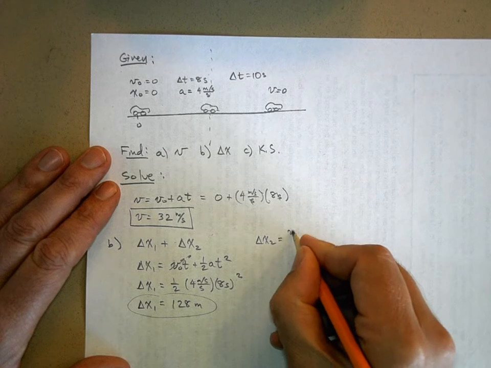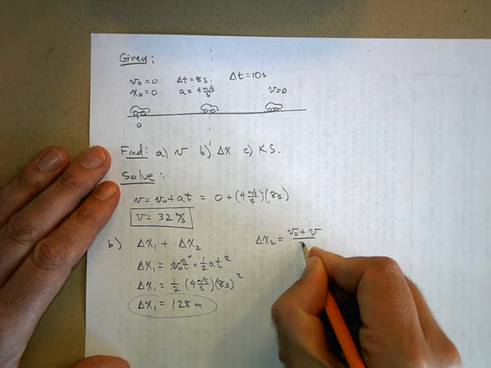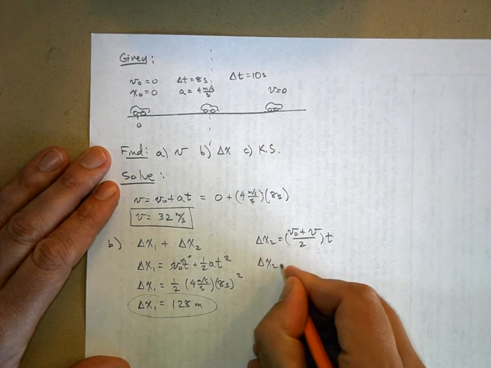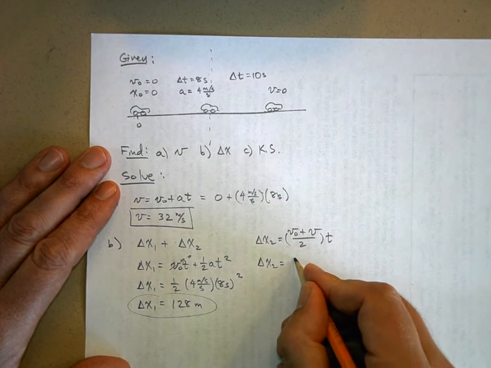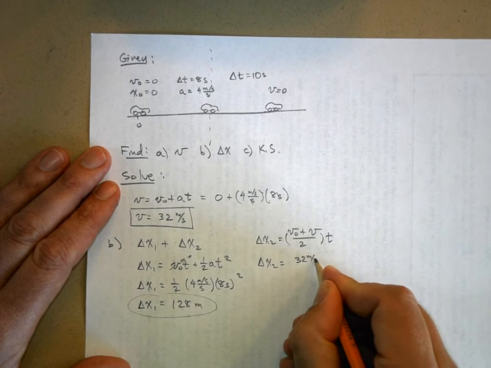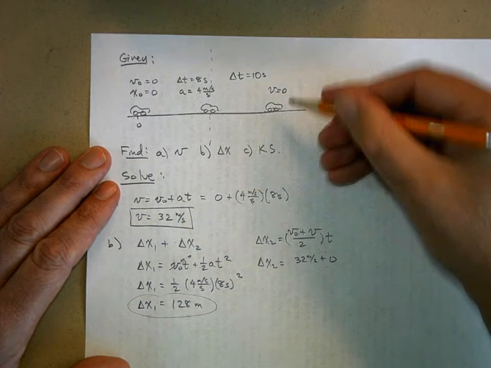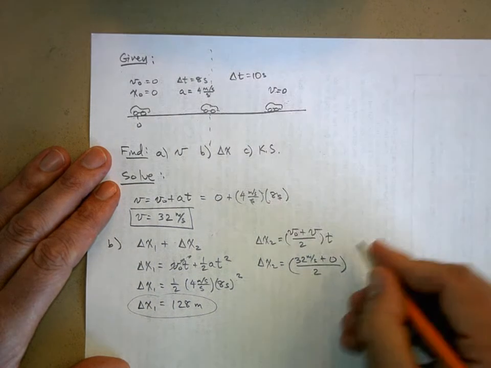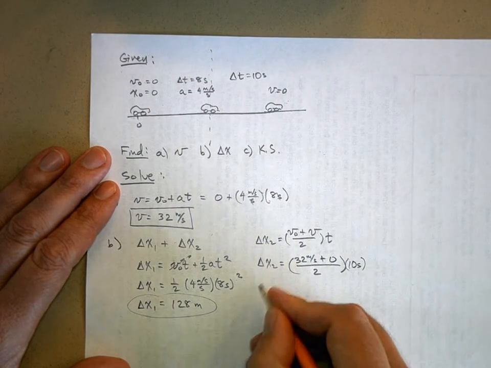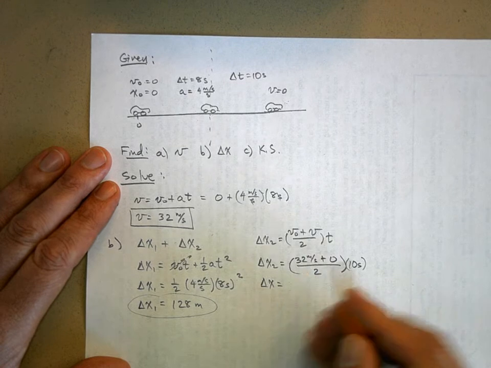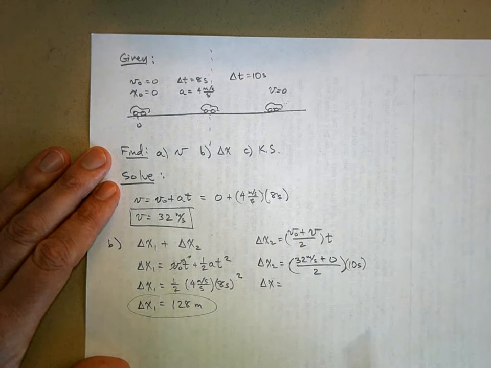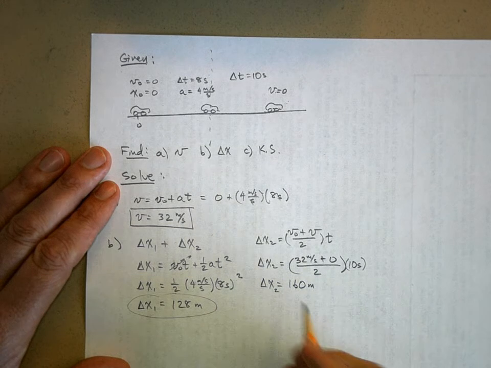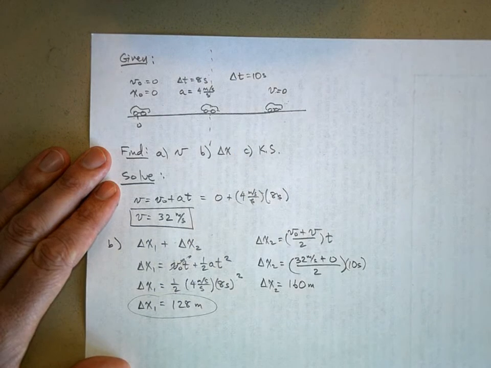So delta x2 is equal to v naught plus v divided by 2 times time. So delta x2, v naught is 32 meters per second, plus the final velocity is 0, divided by 2, and what's our time? 10 seconds. And I don't need a calculator because 32 divided by 2 is 16. 16 times 10 is 160 meters. So that's how far I went while slowing down.